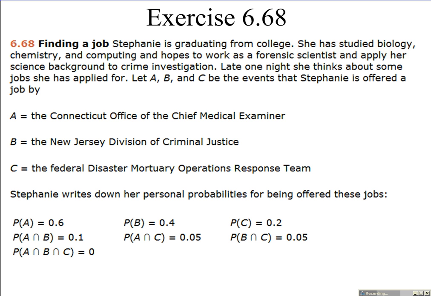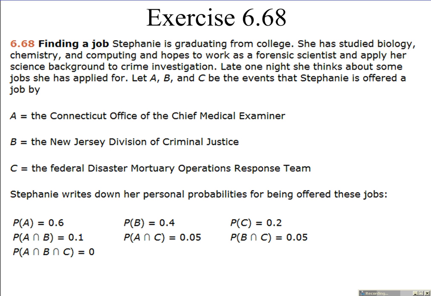Problem 68. Stephanie is graduating from college. She has studied biology, chemistry, and computing, and hopes to work as a forensic scientist and apply her science background to crime investigation. Late one night, she thinks about some jobs she has applied for. Let A, B, and C be the events that Stephanie is offered a job by A, the Connecticut Office of Chief Medical Examiner, B, the New Jersey Division of Criminal Justice, or C, the Federal Disaster Mortuary Operations Response Team.